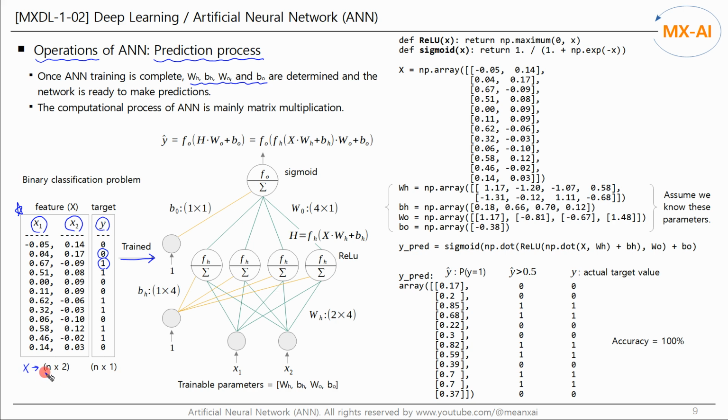The feature of the training data is matrix X, and the order of matrix X is n by 2. N is the number of data points, and 2 is the number of features. The target data is matrix Y, and the order of matrix Y is n by 1. Now let's see what happens when we feed matrix X into this ANN.